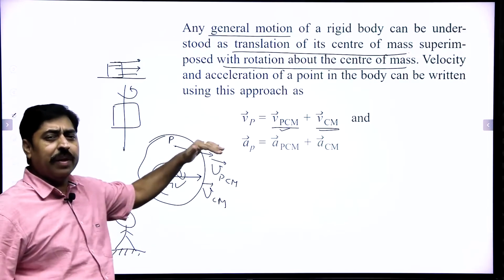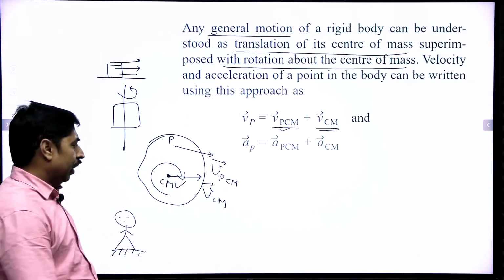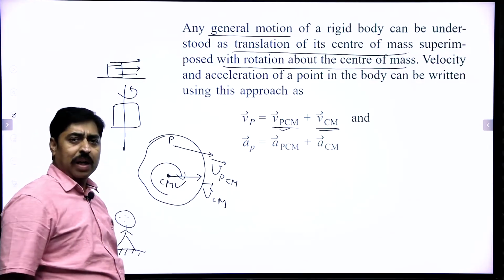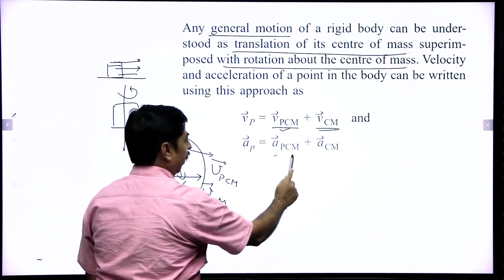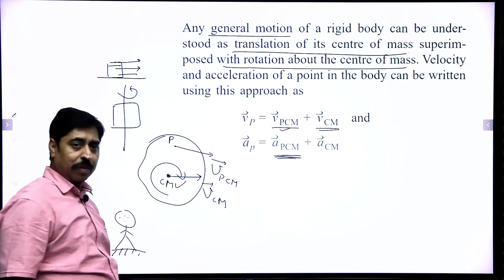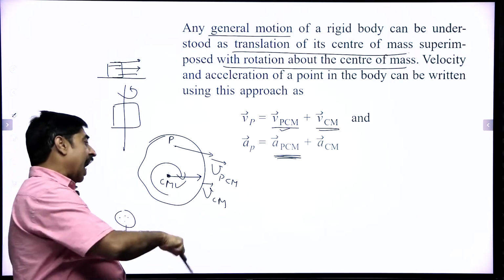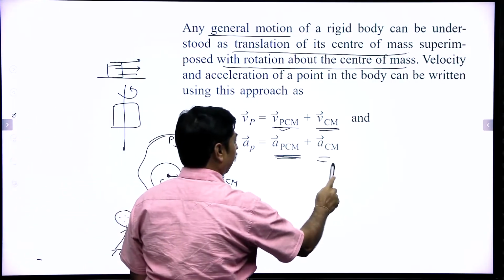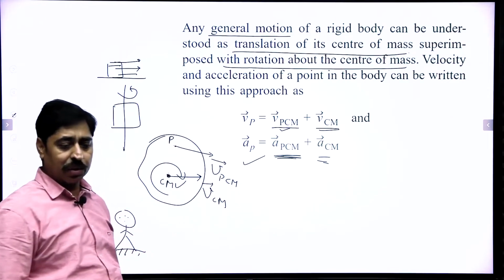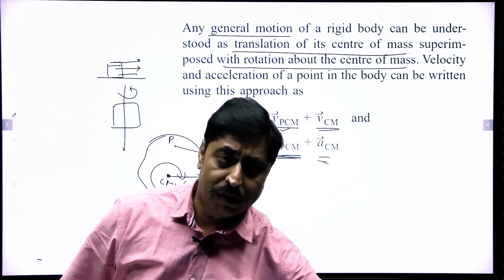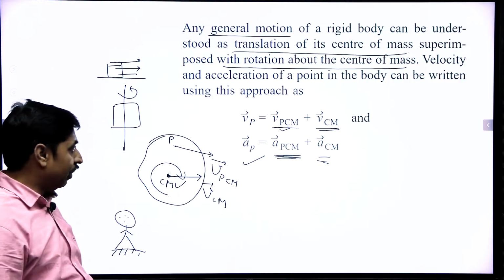Similarly, the same thing is true for acceleration also. If in the reference frame of the center of mass you know the acceleration of point P, add the acceleration of the center of mass to it and you will get the actual acceleration of point P, that is, the acceleration of point P in the ground reference frame.